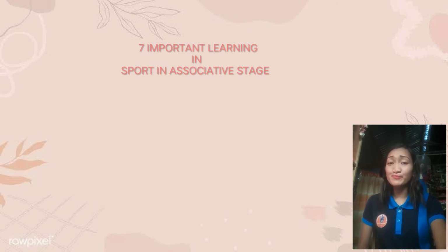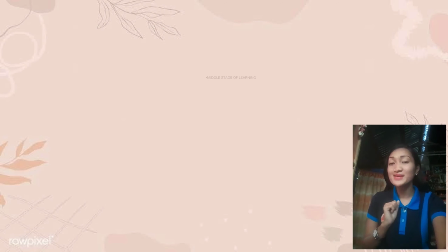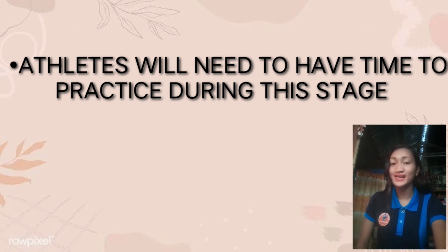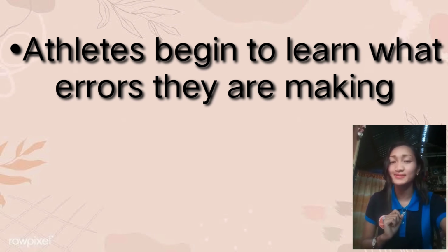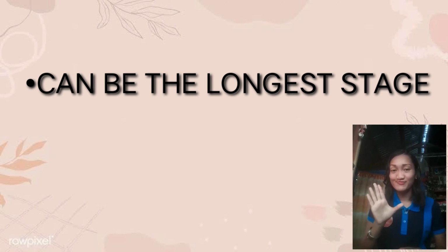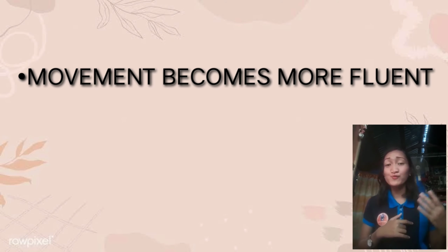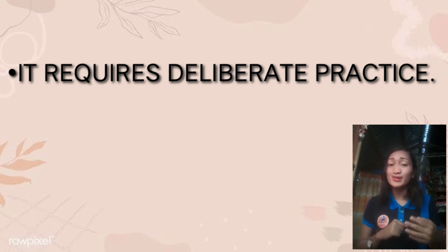There are seven important points about learning in the associative stage. Number 1, it is the middle stage of learning. Number 2, athletes will need time to practice during this stage. Number 3, athletes begin to learn what errors they are making. Number 4, it can be the longest stage. Number 5, decreased reliance on working memory. Number 6, movement becomes more fluent. And the last one, it requires deliberate practice.